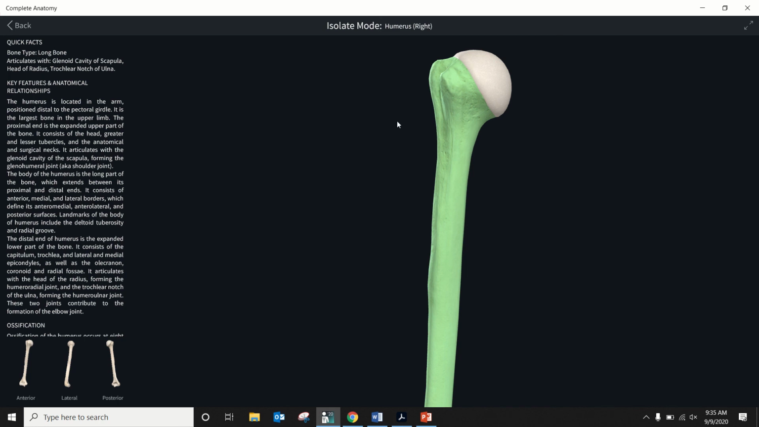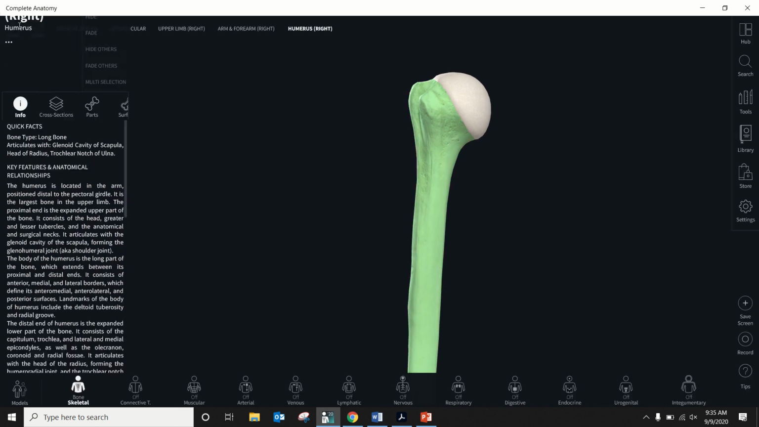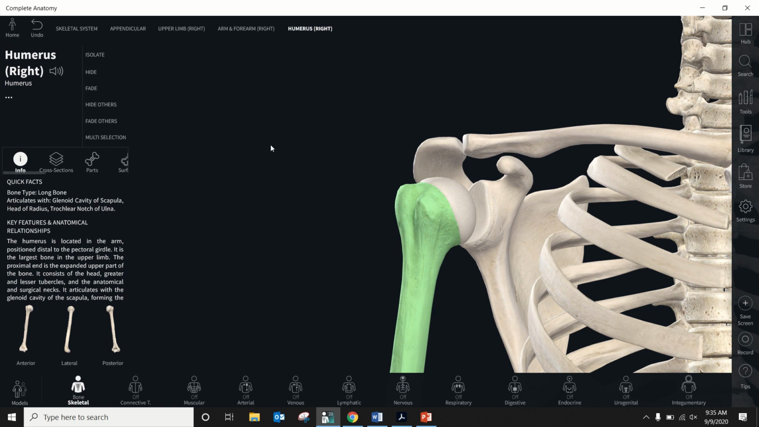So if I bring back the full skeleton, there we go. Again, you'll see the humeral head covered in hyaline cartilage, and there's a really obvious end to that cartilage.